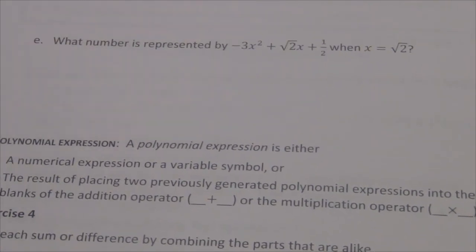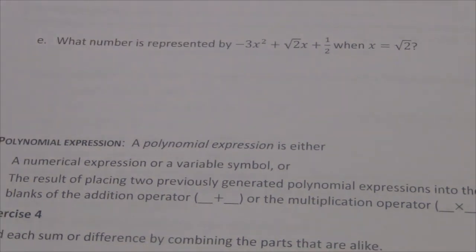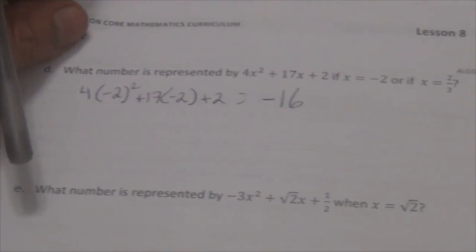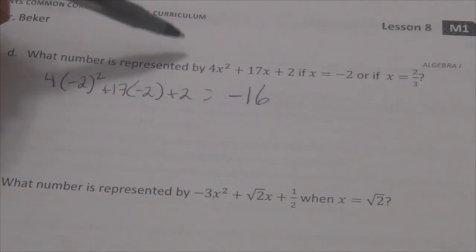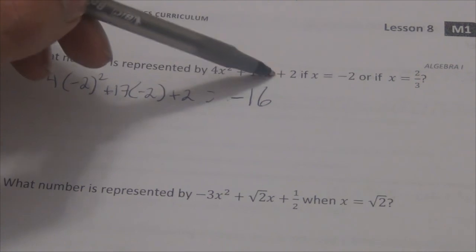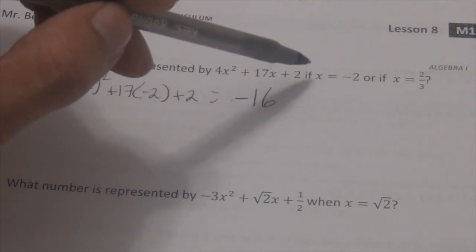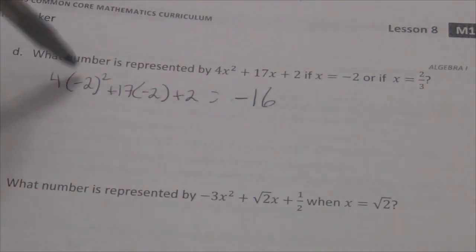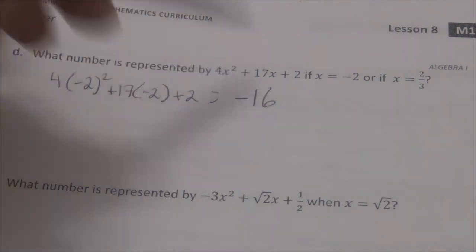So that is the first scenario. What do I get? We get negative 16. All you have to do is put it on the calculator. Once again, what number is represented by 4x squared plus 17x plus 2 if x is negative 2? Instead of x, we write negative 2. So 4 times negative 2 squared plus 17 times negative 2 plus 2, that's negative 16.